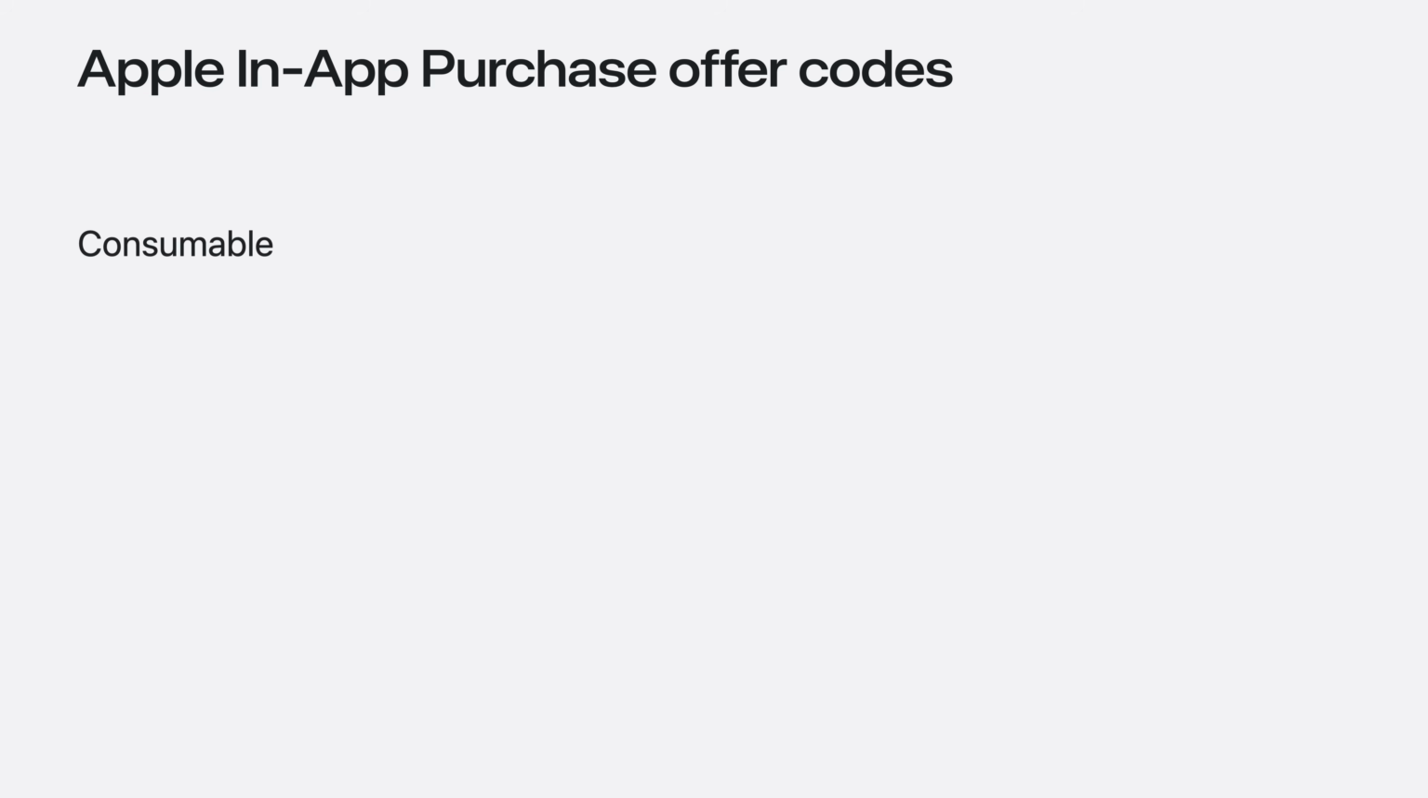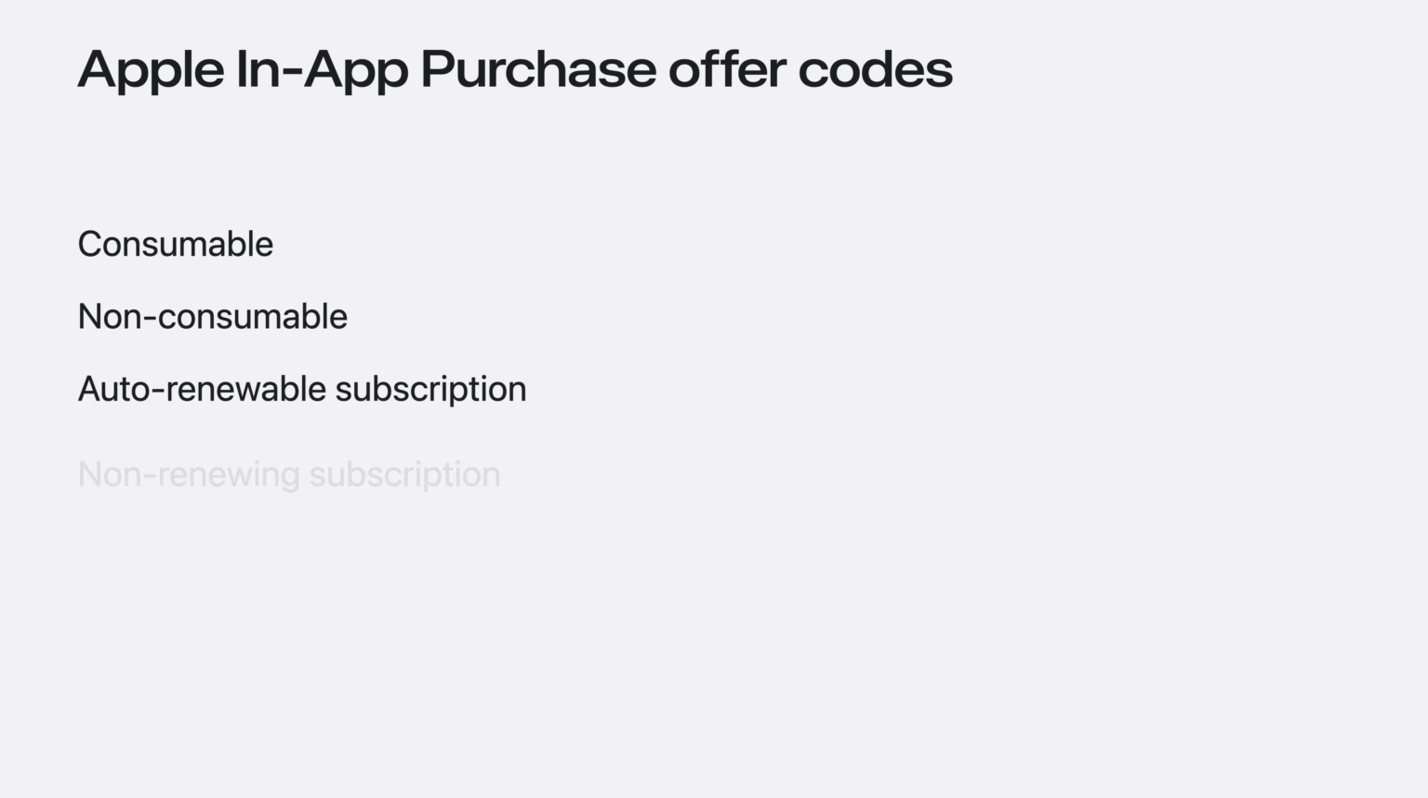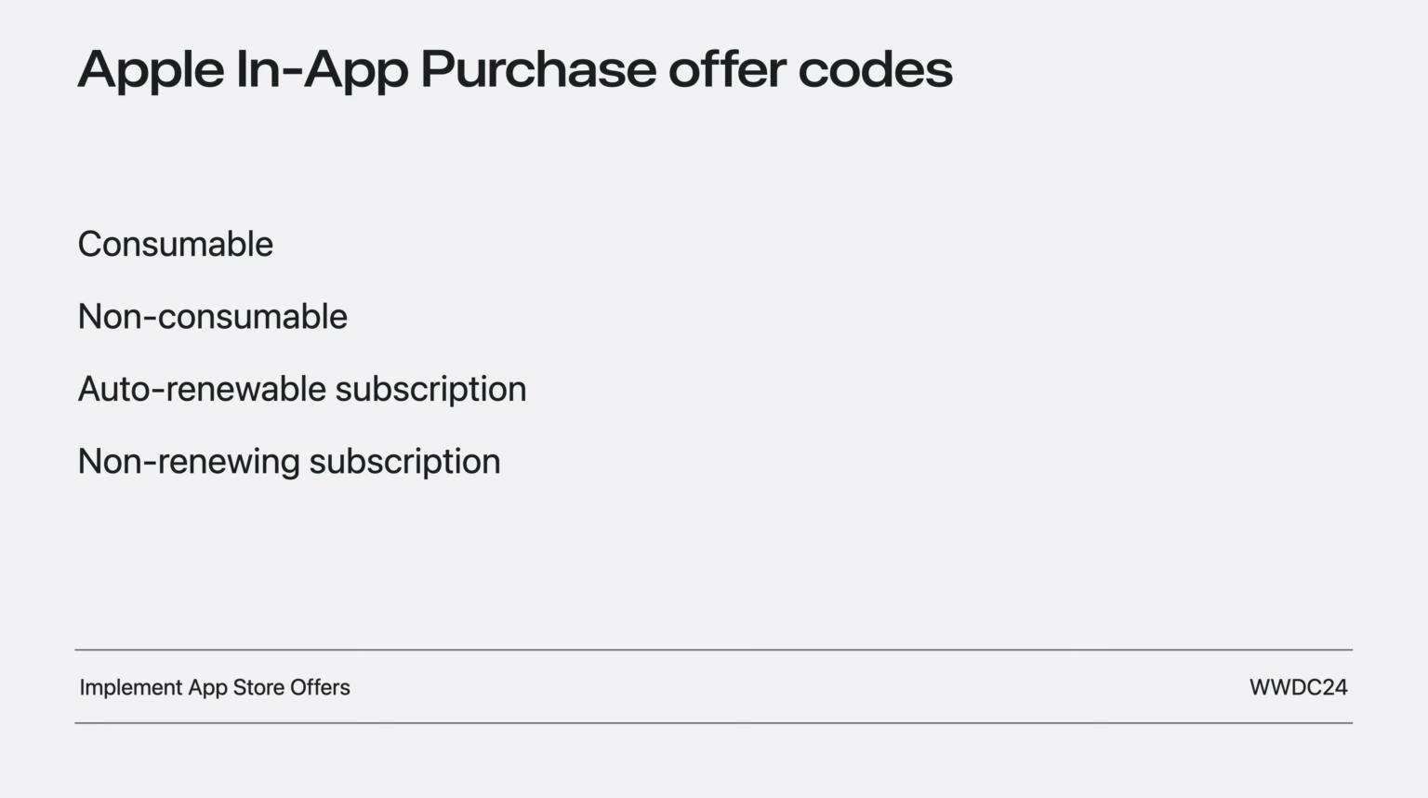Shifting gears to offer codes. Offer codes can be added to a consumable, non-consumable, auto-renewable subscription, or non-renewing subscription product, and allow you to provide free or discounted in-app purchases to customers for a specific duration. To learn how to configure offer codes in App Store Connect, check out Implement App Store Offers from WWDC24.